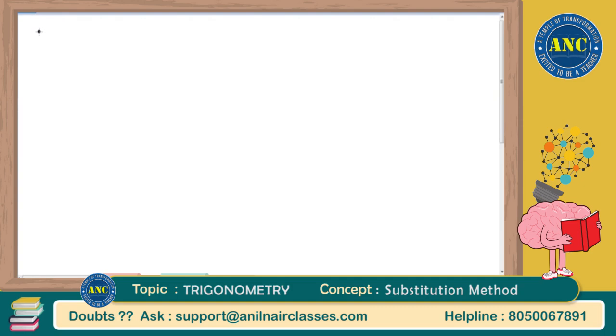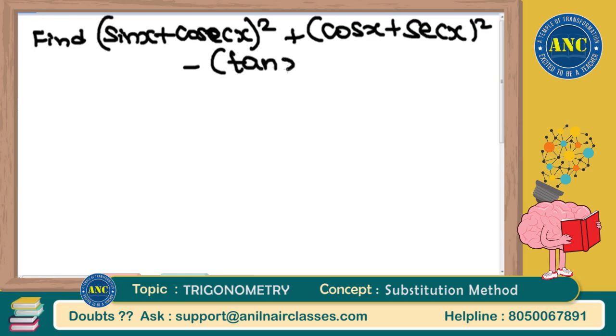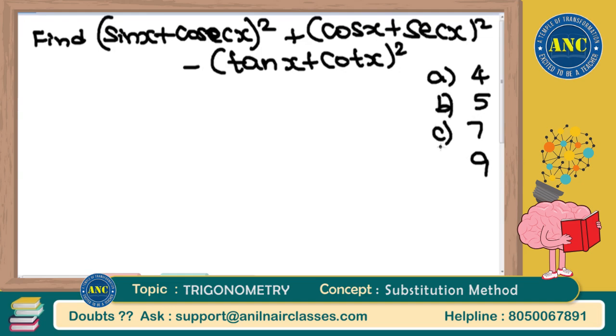Suppose, tell me this question's answer. Find the value of sin x plus cosecant x whole square, plus cos x plus secant x whole square, minus tan x plus cot x whole square. Options are 4, 5, 7 and 9. Again the answer options do not have any angles or trigonometric functions. So the best thing is, because cosecant and secant are present, make use of 45 degrees.